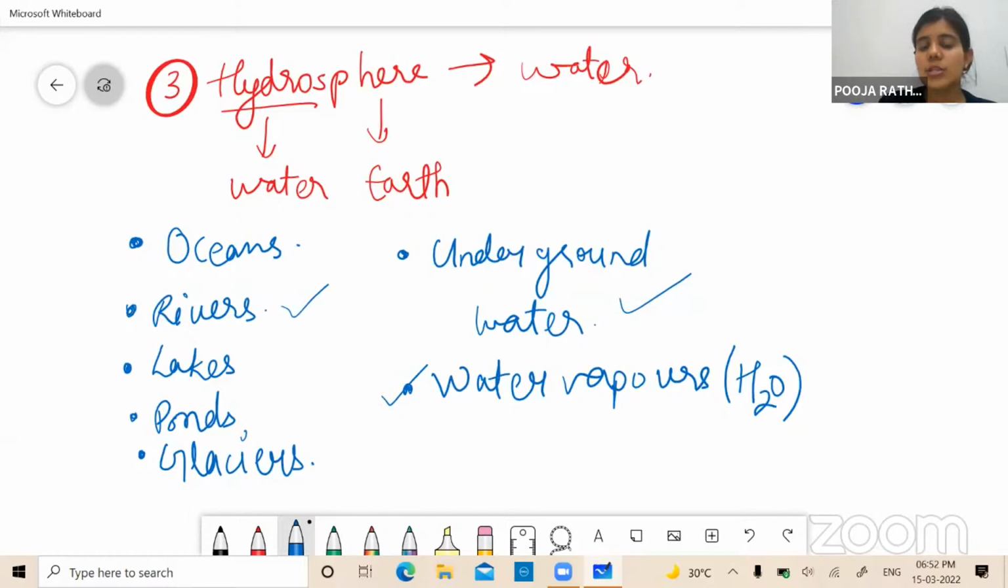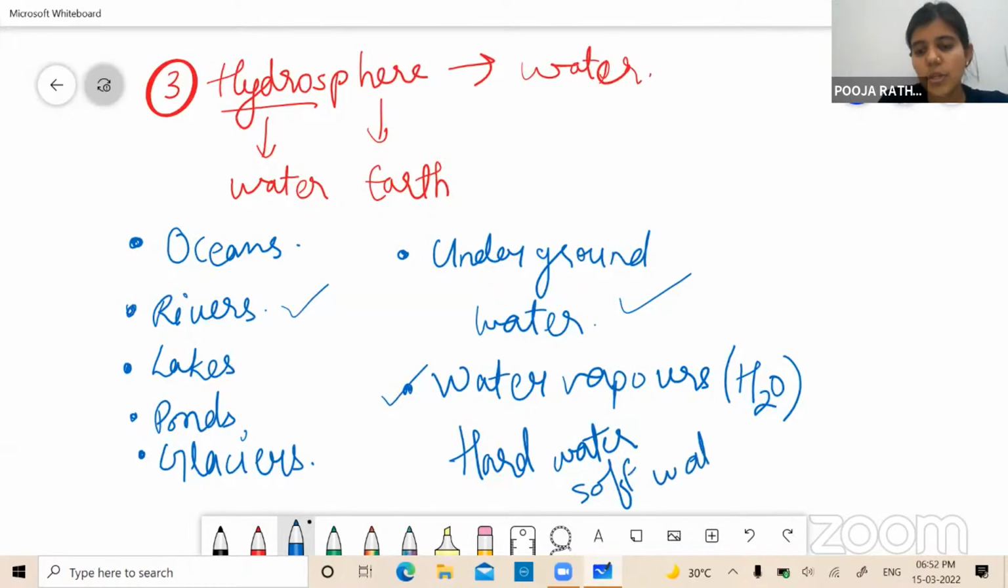Only these are the things which are useful to us, which we can drink or depend on. The other things are not dependable. They contain saline water, and hence they can't be used for drinking or for washing clothes, because they contain hard water. Hard water and soft water are two types of water that you will study in chemistry. It is a chemistry topic.